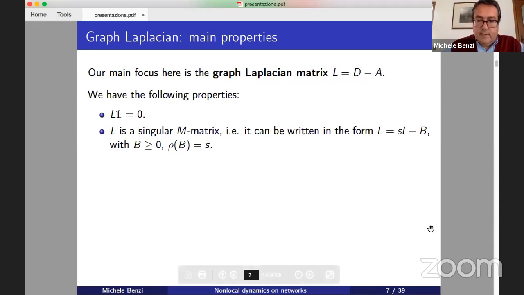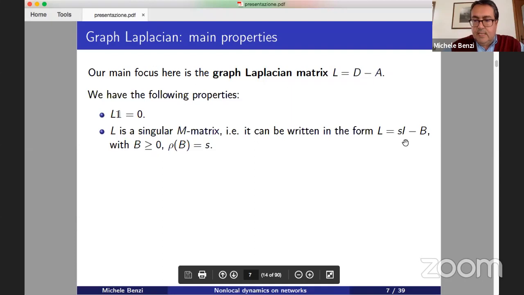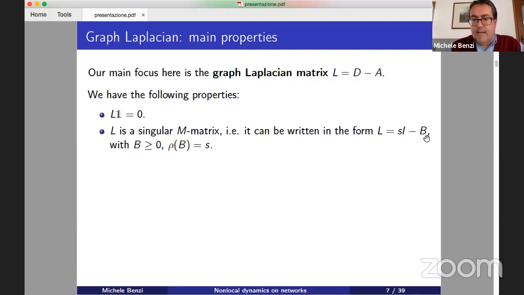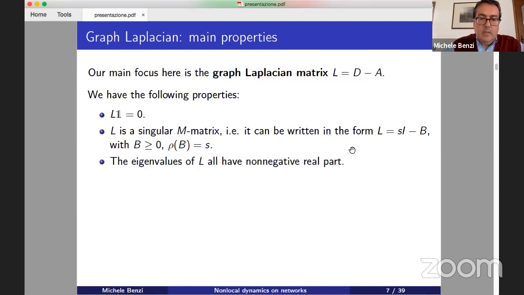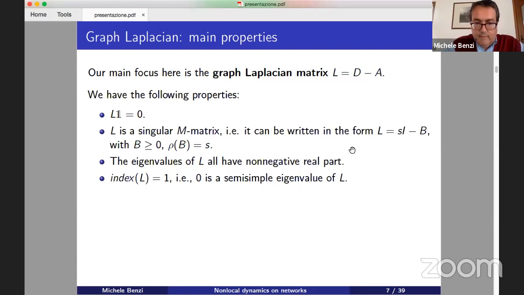And moreover, the Laplacian can be written as the difference of a scalar multiple of the identity, S times I, minus a non-negative matrix B, the spectral radius of which is equal to S. So this is one of the definitions of a singular M matrix. It's well known that in general for a singular M matrix the eigenvalues of L all have non-negative real parts. And this is very important for what will follow.